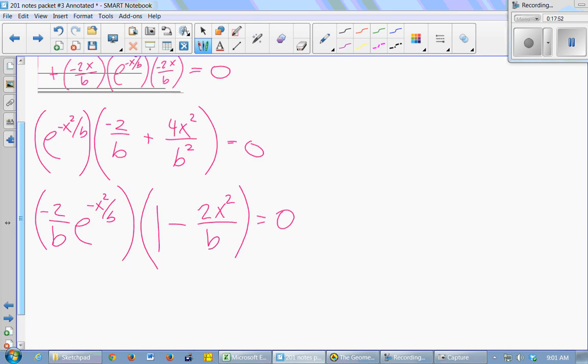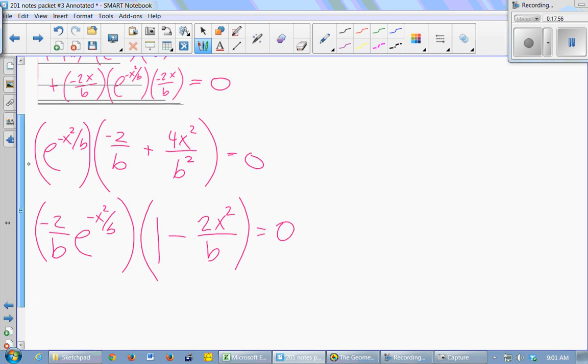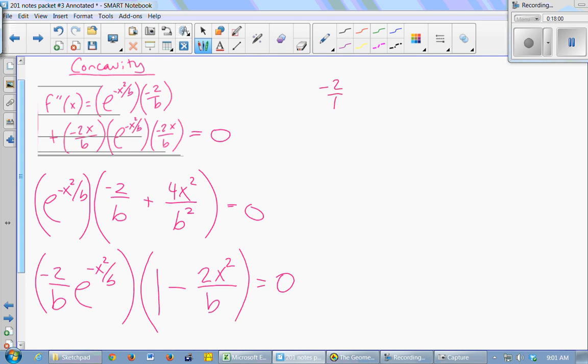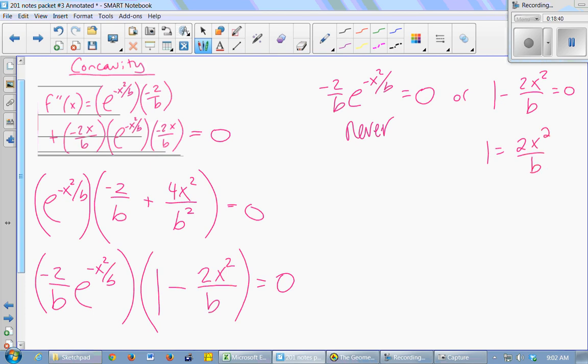Okay, so I have this written as the product of two things equaling 0. One of them has to be 0. So either negative 2 over b e to the negative x squared over b equals 0, or 1 minus 2x squared over b equals 0. This is an exponential, can never equal 0. And 1 minus 2x squared over b, I want to solve that for x. So I get 1 equals 2x squared over b. So b equals 2x squared. Divide both sides by 2. x squared equals b over 2, which means that x is plus or minus the square root of b over 2.